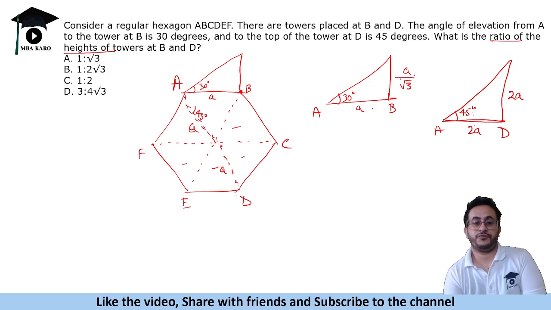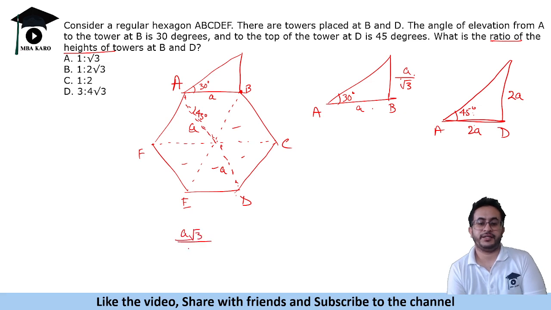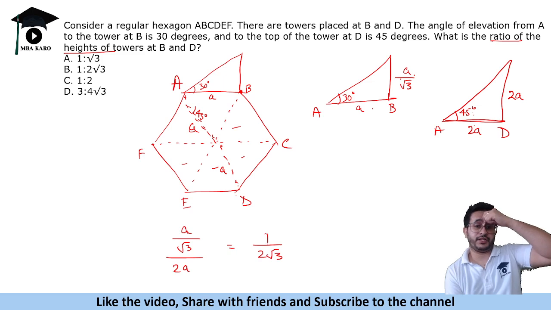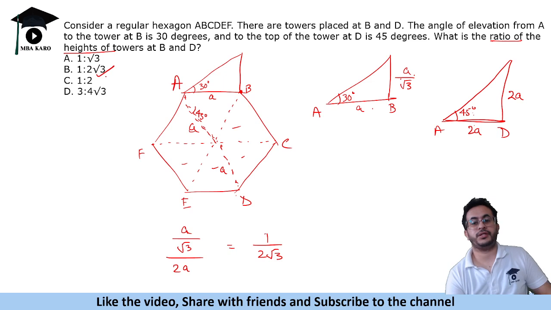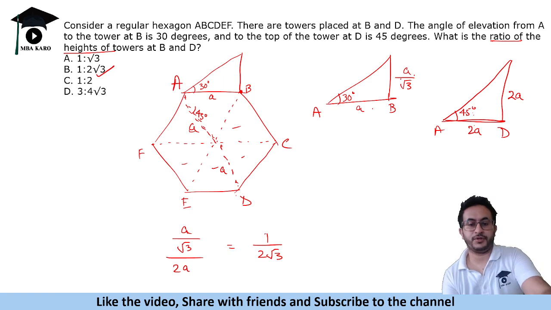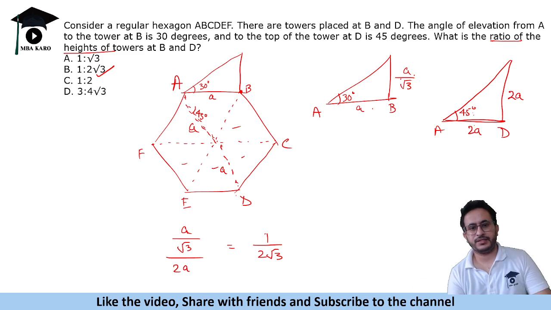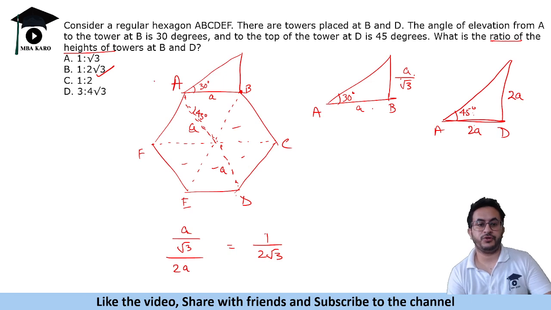So the question is the ratio of heights of towers at B and D. So at B the height is a upon root 3, and at D the height is 2a. So that is a upon root 3 divided by 2a. Basically 1 upon 2 root 3, because a will get cancelled. So the ratio is 1 to 2 root 3. That is the answer, because this involves not only simple heights and distances, but also the concept of hexagon. So the answer is 1 : 2√3.